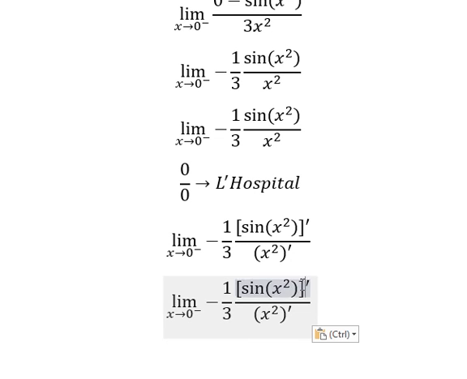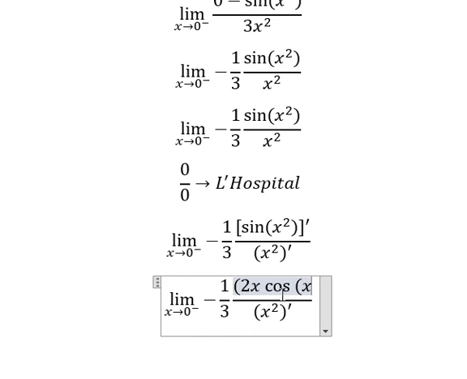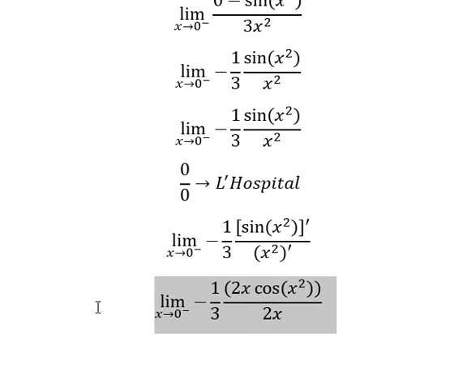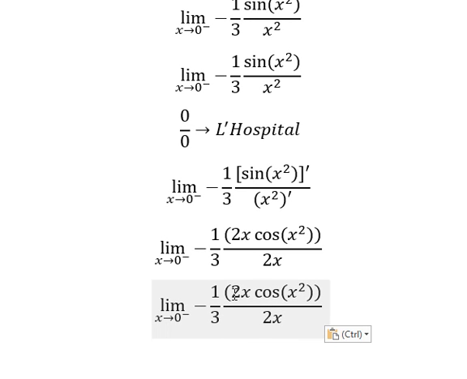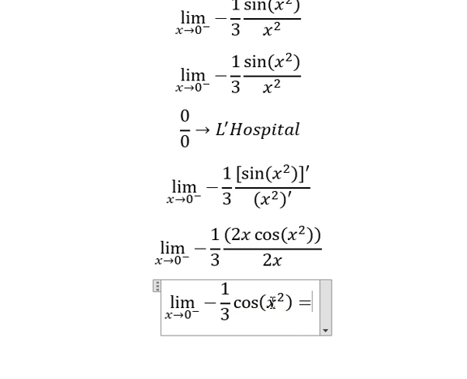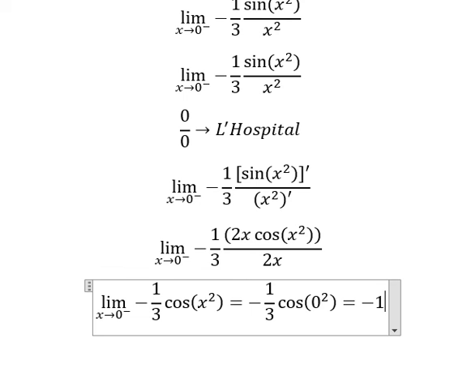If we take the first derivative of sine s squared, we have 2s cosine s squared. For this one we have 2s, and now we need to simplify 2s. Now we can put 0 here, and we have negative 1 over 3.